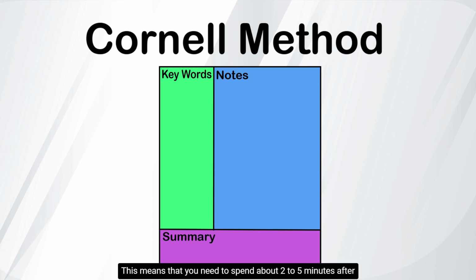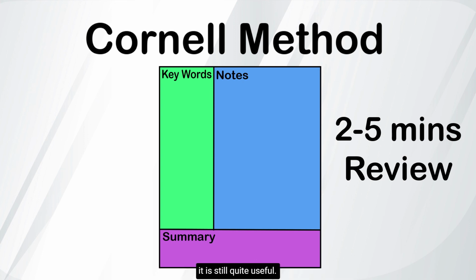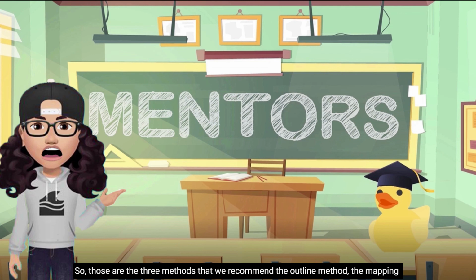Of course, this means that you need to spend about 2 to 5 minutes after class rereading your notes and writing down a summary. But it is still quite useful, and you can use it rather easily on a laptop or in a notebook. So those are the three methods that we recommend: the outline method, the mapping method, and the Cornell method.